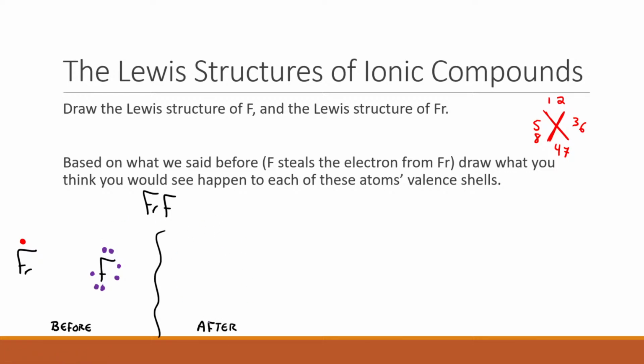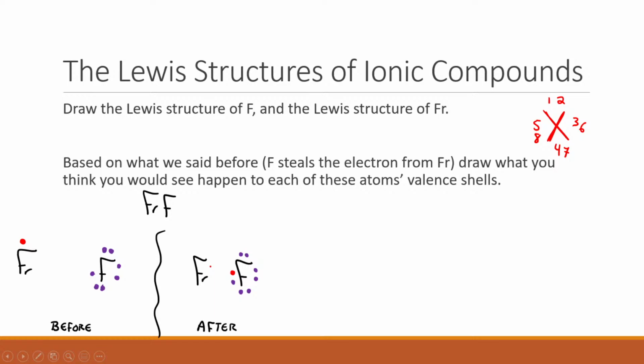In order for these things to bond, though, there needs to be a transfer of electrons. Fluorine is going to take the electron from francium. And we are going to end up now with fluorine with all 8 valence electrons filled. And francium is going to have no valence electrons left. But if we're being honest with each other, if we're looking at this, this doesn't look like something that has formed a bond. This just looks like 2 elements that I drew.